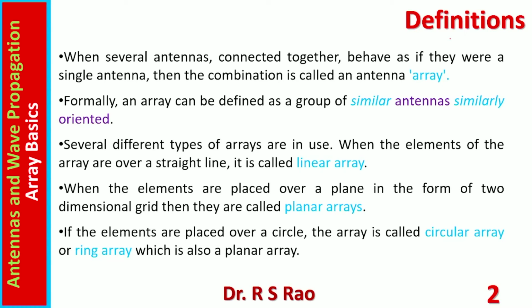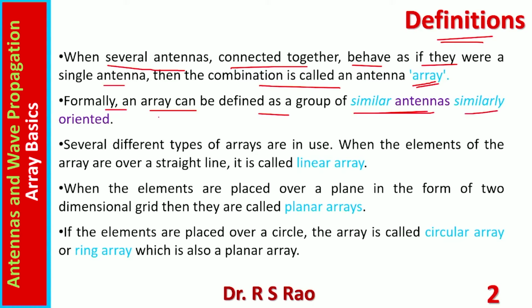Let us begin the session with a few definitions pertaining to arrays. When several antennas connected together behave as if they were a single antenna, then the combination is called an antenna array. Array means lineup. Literal meaning of antenna array is a lineup of several antennas. Formally, an array can be defined as a group of similar antennas, similarly oriented.